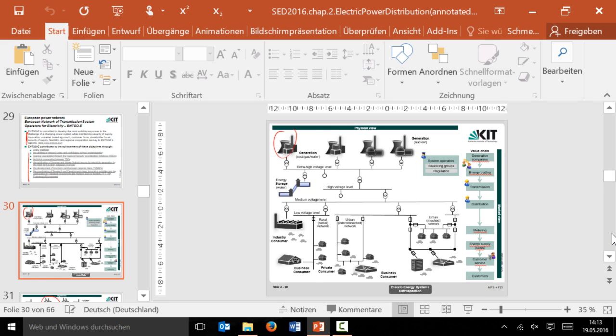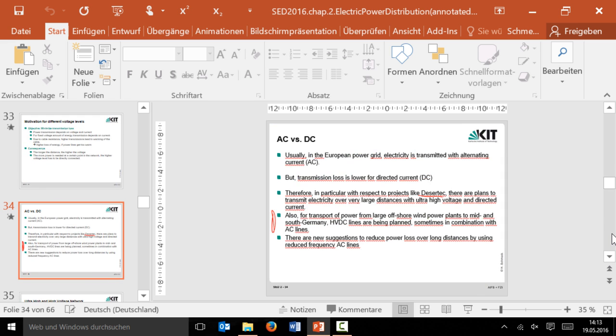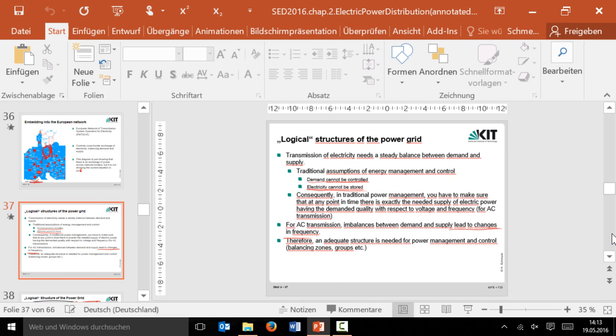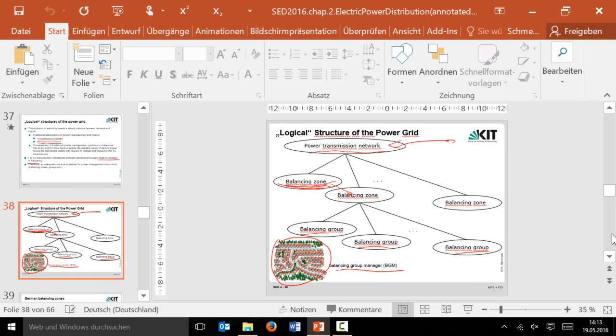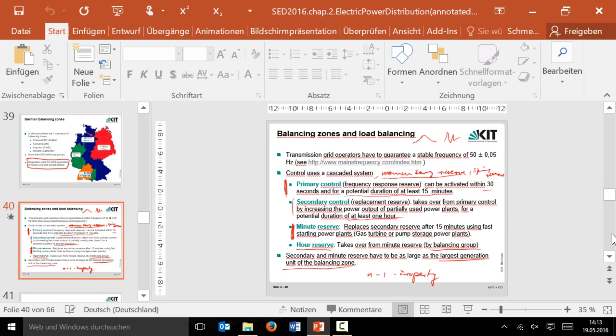We talked about different views of those networks. We talked about the different voltage levels, about AC versus DC, and then I started to tell you something about logical structures. We noticed that there are balancing zones and balancing groups, that we have 4 balancing zones in Germany, and we talked about primary, secondary, and minute control, different ways of responding to fluctuations in the frequency.